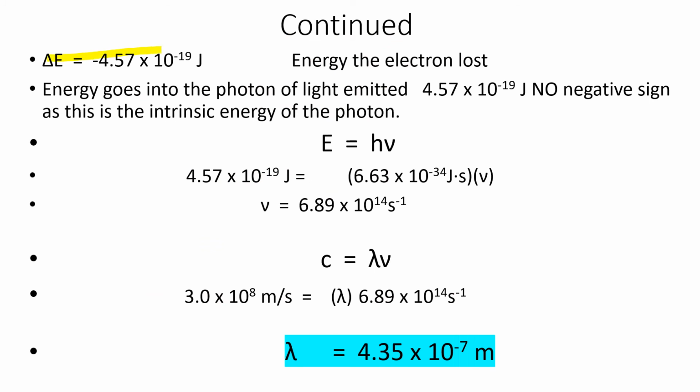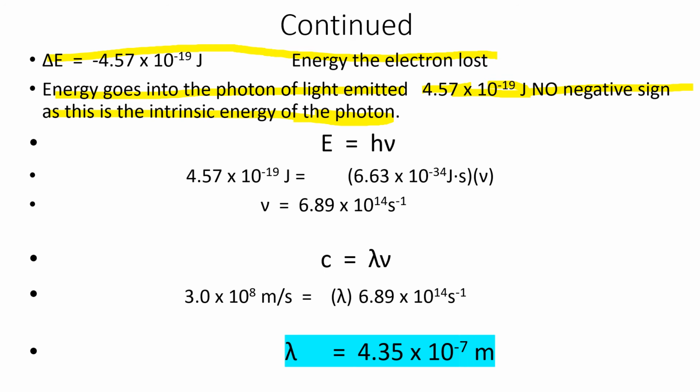So we have the energy that the electron lost. The energy that the electron lost goes into the photon of light that's emitted. That means the energy of that photon of light will be 4.57 times 10 to the minus 19 joules. Notice we have no negative sign here, because this is the intrinsic or the total energy of that photon. It's not a change like what we saw in the previous equation with the electron. This is the actual energy of that photon. Now that we have the energy of that photon, we can go through the steps of figuring out what the wavelength is.